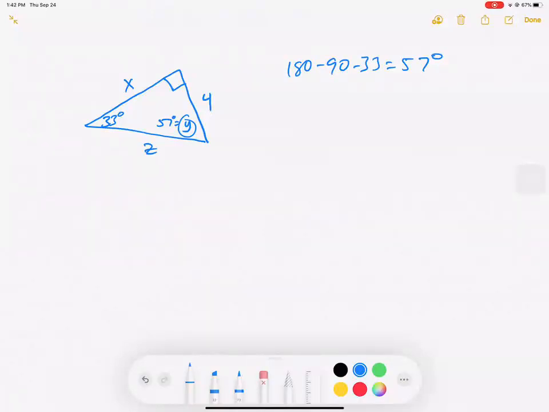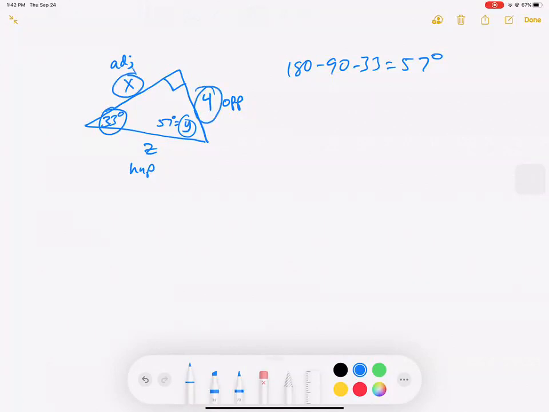Okay. Now we're going to use the 33. Please name the sides. 4 is opposite or adjacent? I know Z is my hypotenuse. Opposite. So, opposite, thank you. So that means X is adjacent. So you decide what you want to solve for first. You want to solve for X or you want to solve for Z? Let's solve for X. So if I want to solve for X, you still have to pick a side that you know for sure. That's the 4.